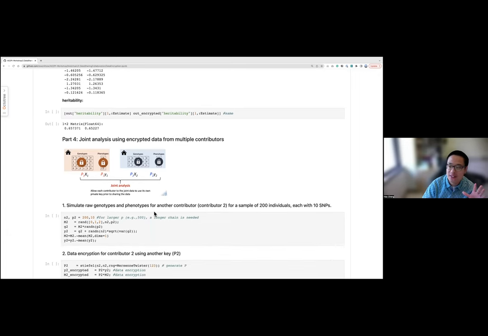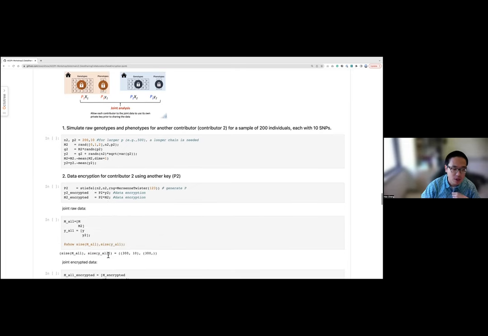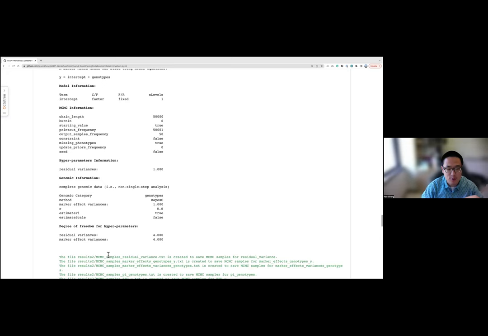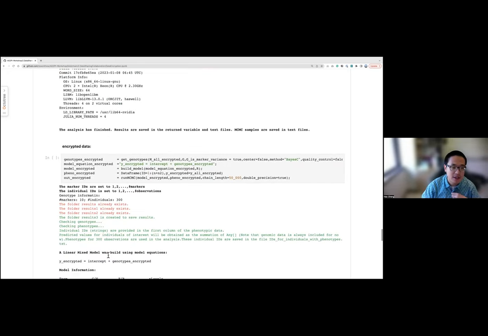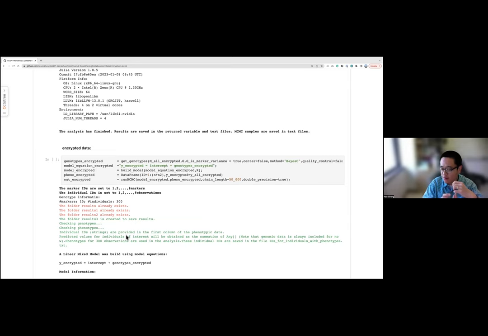For joint analysis, I'm not going to say too much. The only thing I did is simulate another data set. Basically, I mimic a situation where you have two data sets: one from contributor one, another from contributor two, and now I'm going to combine them together. Of course, I'm using a different key for contributor one and contributor two, so they don't know which key or which P matrix the other is using. I just repeat everything using the new data set by doing a joint analysis. I combine the raw genotype data from the two contributors together and do a joint analysis, or I combine the encrypted data from the two contributors together to do a joint analysis.